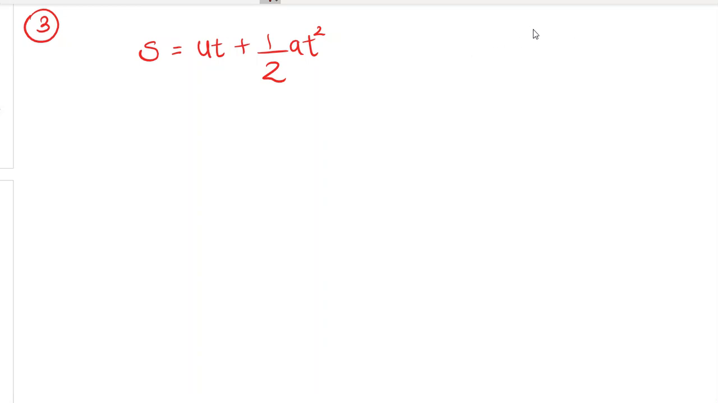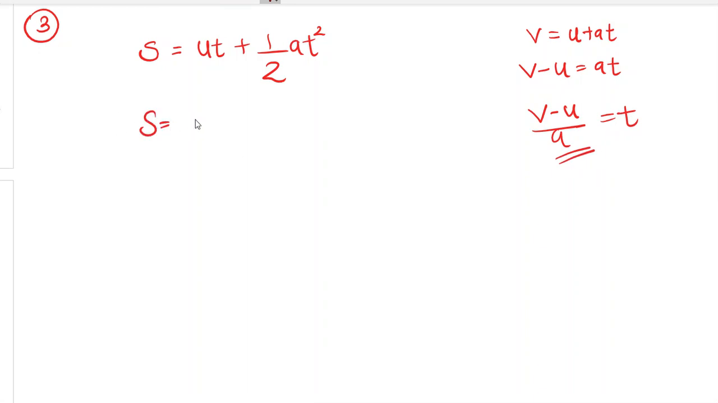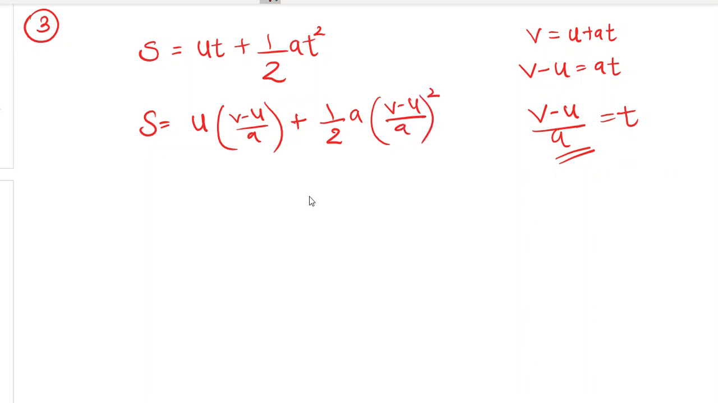So how will I get the value of t? See, I know that v is equal to u plus at. This is very similar to how we did it in the graphical method. So v minus u is equal to at. So (v minus u) upon a is equal to t. Here we go. We got the value of t. Let's substitute this value here. So s is equal to u multiplied by (v minus u) upon a plus half a multiplied by ((v minus u) upon a) the whole square.